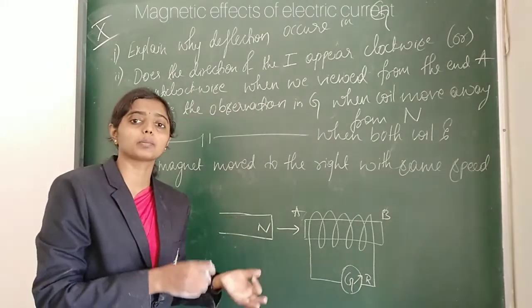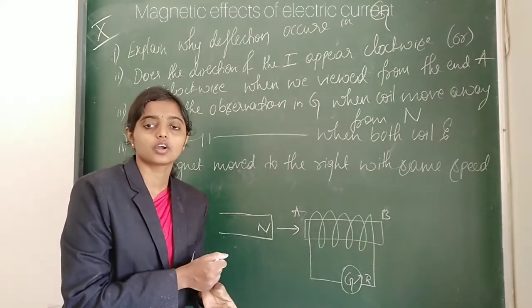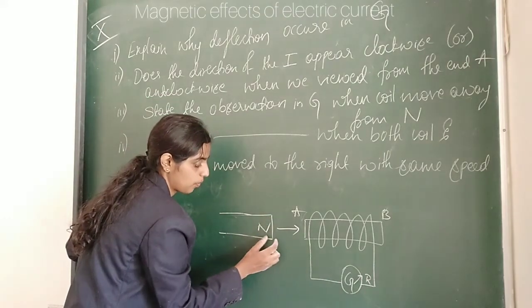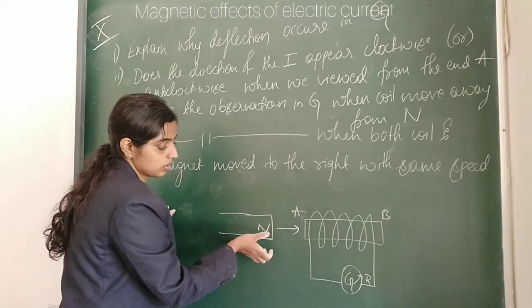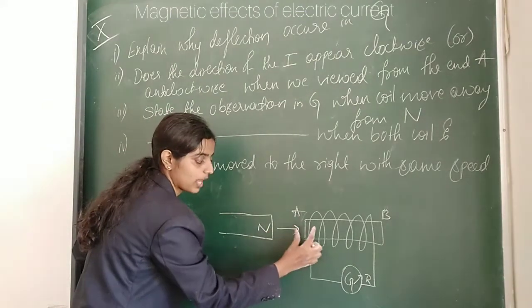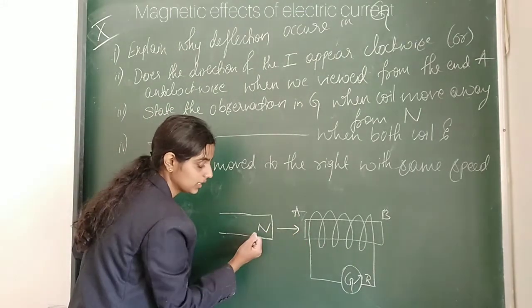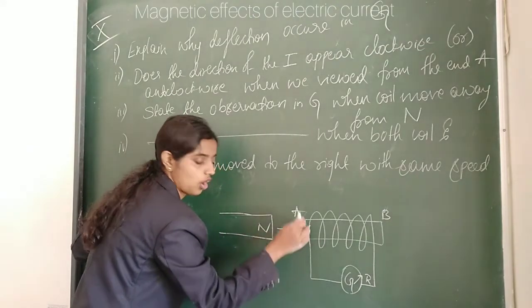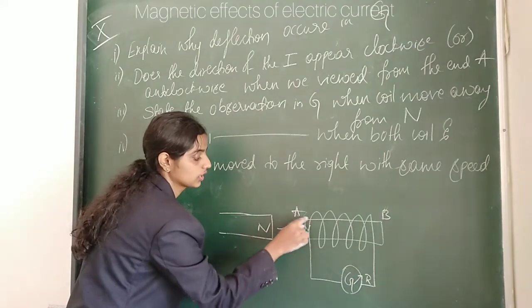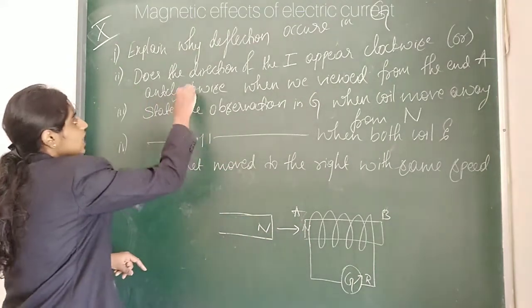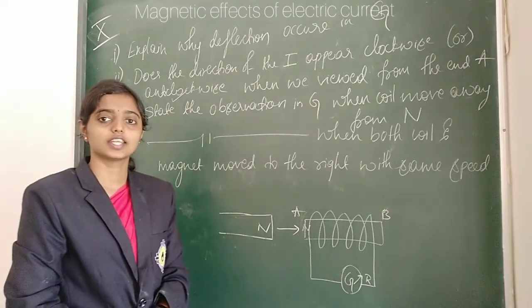Now here apply both Lenz's law and the clockwise rule. They are already telling us the north pole of a magnet is moving towards the coil. So when it's moving towards the coil, what happens to this coil? To repel this magnet, it will also act as north. And when it is north, the direction of current is anti-clockwise, right? So hence the answer is anti-clockwise direction.